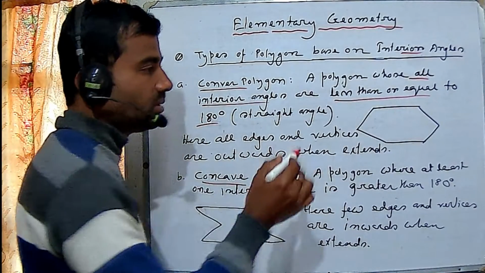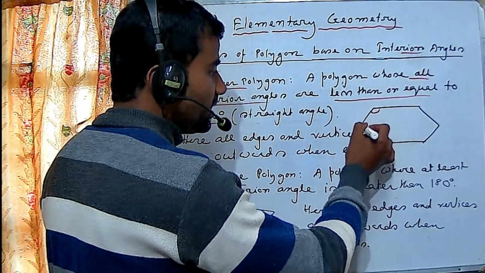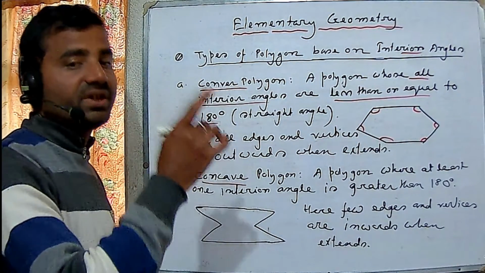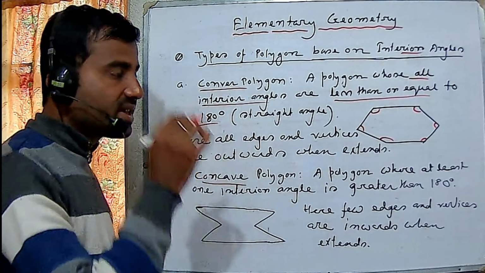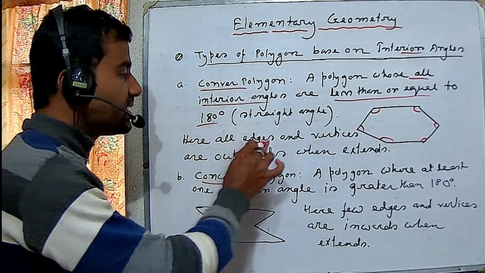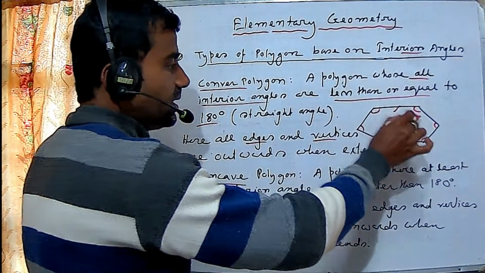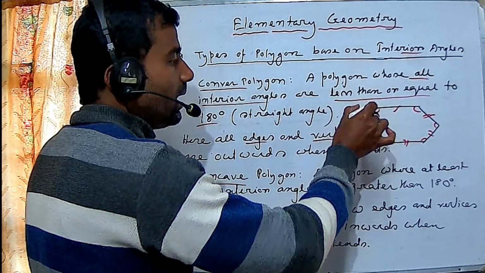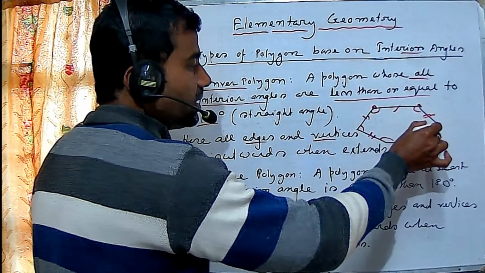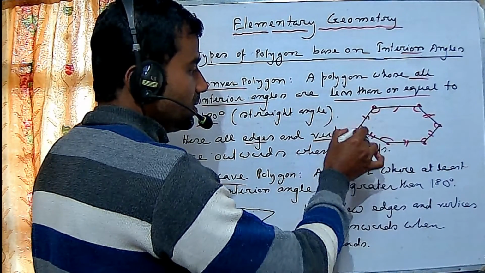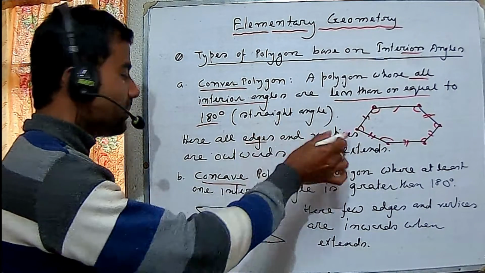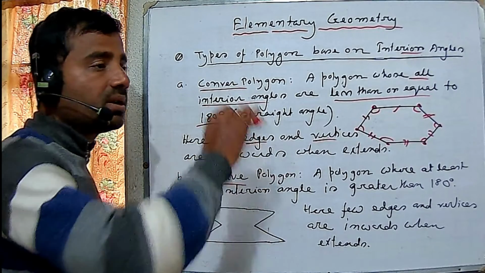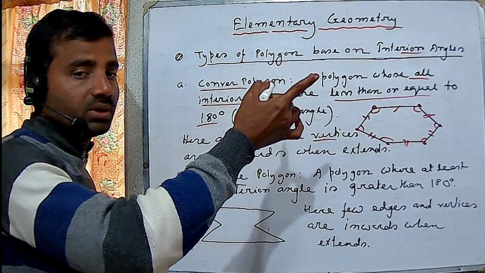Suppose this is a polygon. Here all interior angles, these are interior angles, are less than 180 degrees. Okay, and a noticeable thing is that here all edges and vertices, these are edges, these are edges, and these points are vertices, these are vertices. Here all edges and vertices are outwards when extended. No edges or vertices are inward, all are outwards.